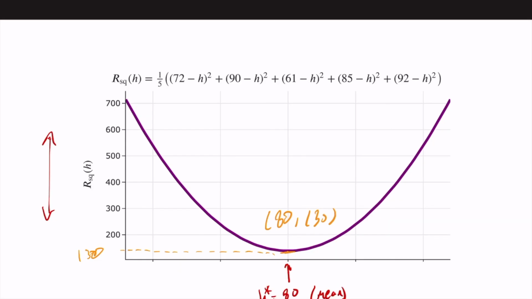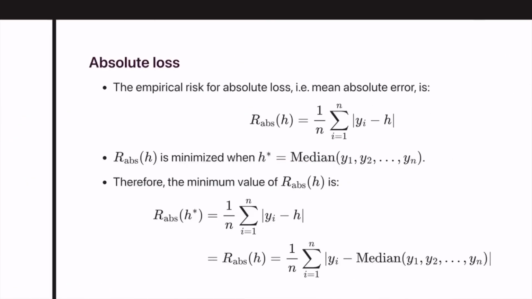And so what this is telling us is that the mean is at 80, but the variance is at 130, the spread of the data set. So that's how you interpret this graph of the function for minimizing mean squared error.